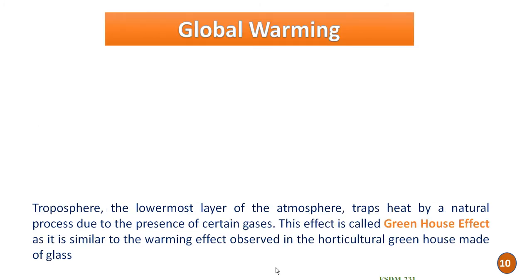Then next is global warming. The troposphere, as we all know, is the lowermost layer of the atmosphere that traps heat by a natural process due to the presence of certain gases, and this effect is called the greenhouse effect. It is similar to the warming effect observed in the horticultural greenhouse made of glass.